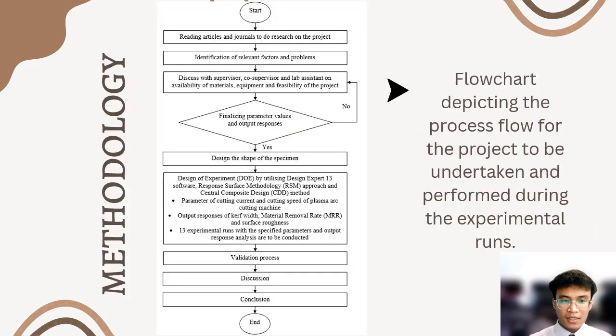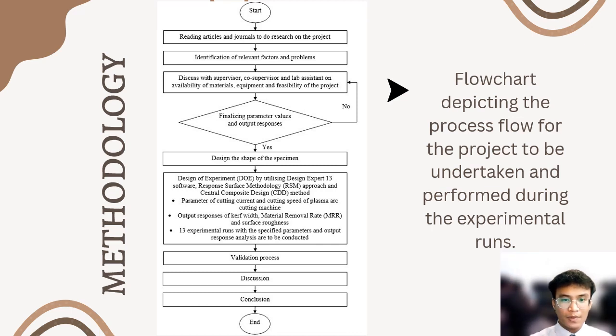Okay, for the next one is the methodology of the final year topic. The flowchart depicts the process flow for the project to be undertaken and performed during the experimental run. For the first one, the project starts with reading articles and journals to do research on the project, identification of relevant factors and problems, and discussion with the co-supervisor, supervisor and lab assistant on availability of material, equipment and feasibility of the project. The next one is finalizing parameters, values and output responses.